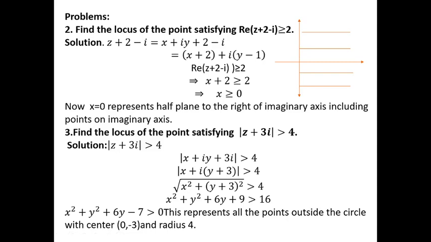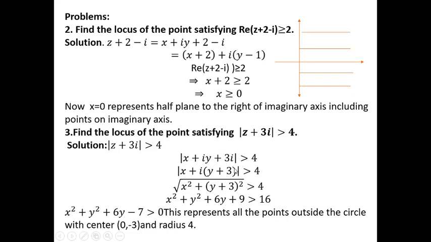Problem number 3. Find the locus of the point satisfying mod z plus 3i greater than 4. This problem is also the same as the previous problem. Let us consider the given data. Given data is mod of z plus 3i greater than 4. Now substitute z value. Z is x plus iy. After grouping we get like that.